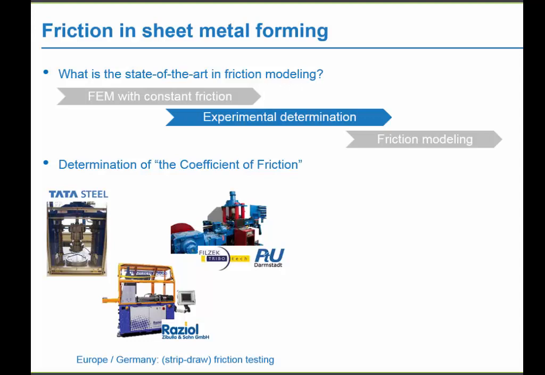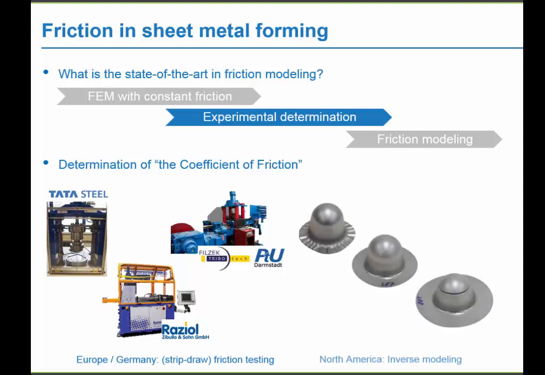But at the same time, we know that if we have the same tribology system, so the same metal and lubricant combination, and we do the same experiments at these different test setups, then we'll get different values for the friction coefficient. And the question remains then, which value should you choose as an input for your finite element simulation?